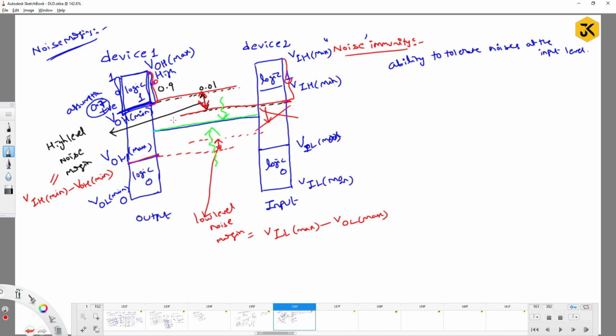Okay, fine. So this is the concept of noise margin. It means the range in which your device is going to be strong. If I get a certain input, this is my device capacity. Even if I increase the input from here to here, my device is not affected. That's the reason I call it noise margin. It is able to handle noises.